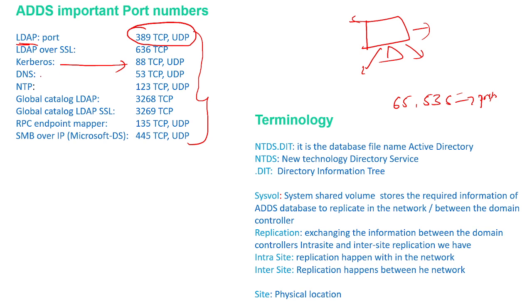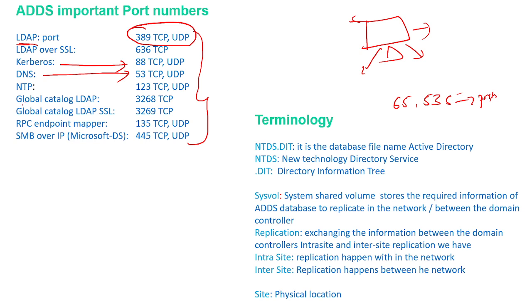And DNS, I told you, without the DNS your Active Directory will not work. When you enter www.facebook.com, the DNS will convert that facebook.com into the IP address like 192.168.1.10, for example. So without the DNS, your Active Directory will never work. So you have to make sure the DNS port between your client segment and the server segment is always open.